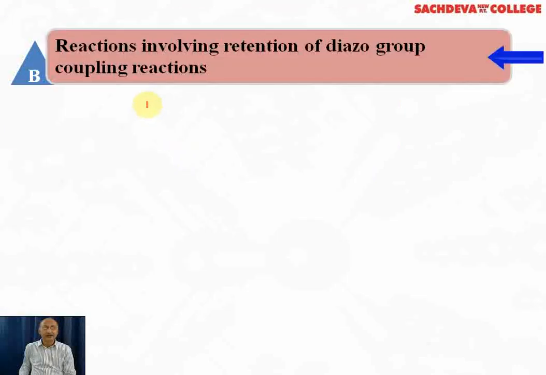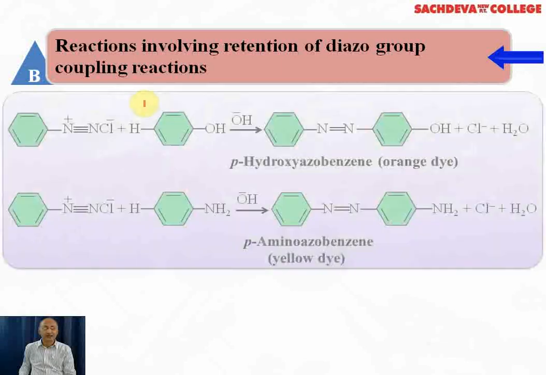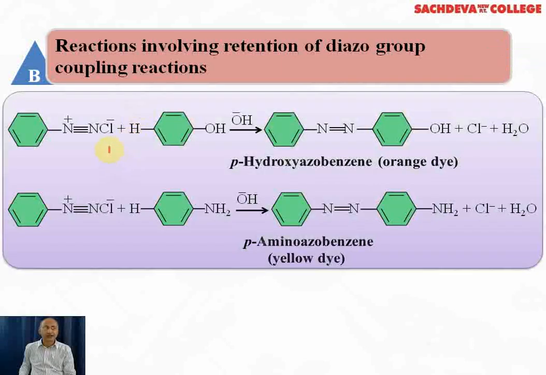Reactions involving retention of the diazo group are called coupling reactions, and they can be used for testing phenol and aromatic amines. Here benzene diazonium chloride is reacting with phenol, HCl will be lost and the product formed will be para-hydroxyazobenzene. This group is para-hydroxy, this is azo. So para-hydroxyazobenzene is an orange color dye. Side products will be chloride ion plus water. The reaction is facilitated by OH ion.